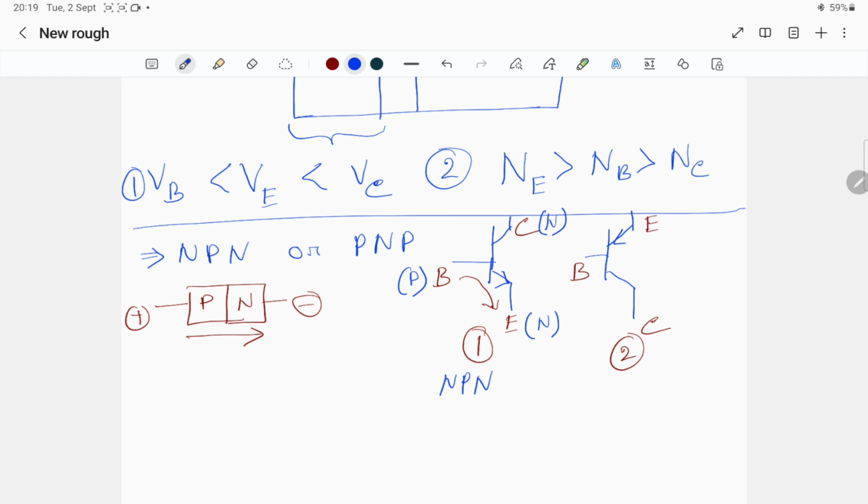Now you look at the second one. In this case current is coming from emitter to base, right? Which means emitter must be p type and base must be n type. Then again collector has to be p type. So this is my PNP. That is the way we distinguish between the symbols of NPN transistor and PNP transistor, right?